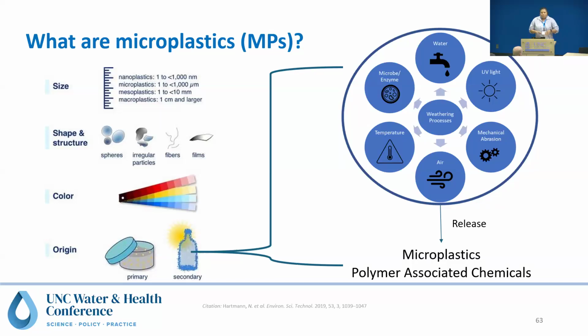So if you see a chair that sat out all summer, it's starting to crack and become brittle, it's releasing fragments, and microplastics are also, of course, being released, along with these polymer-associated chemicals that might also be of concern.